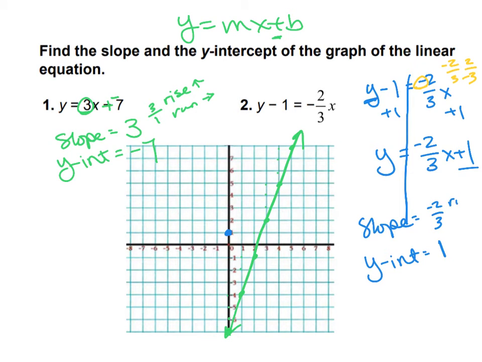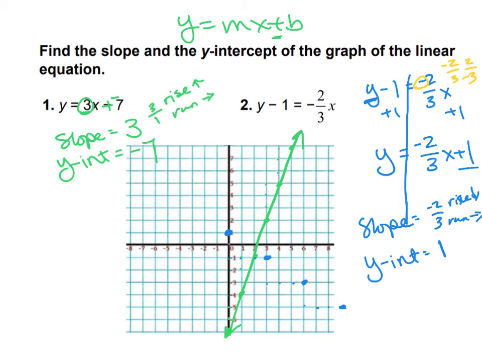-2, remember, rise over run. So we're going to go down 2 because it's a negative. And we're going to go to the right 3. So starting here, we're going to go down 2, 1, 2, 3 to the right 3. Down 2 to the right 3. Down 2 to the right 3.